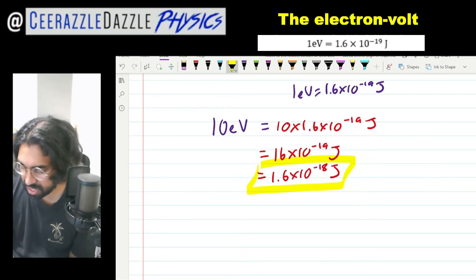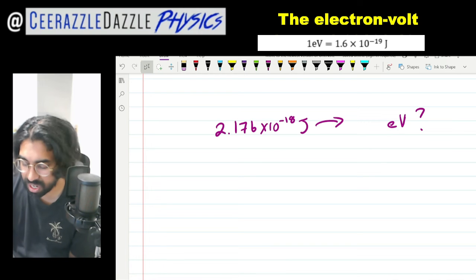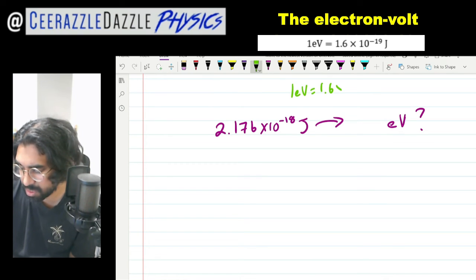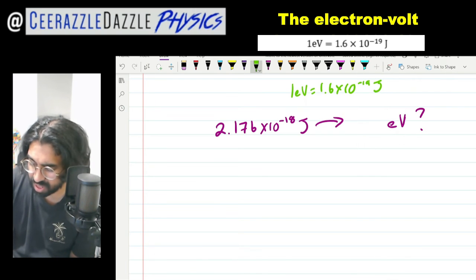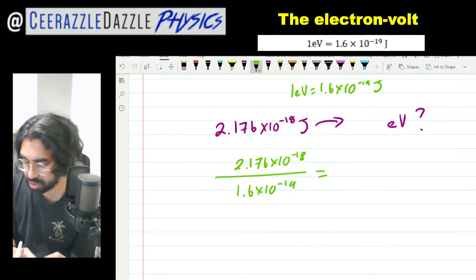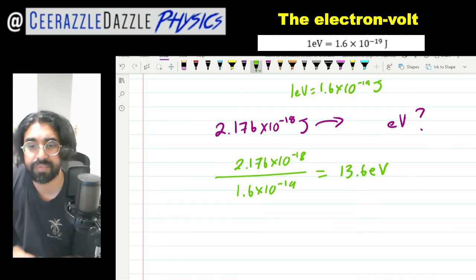Let's try the reverse to see if we understand it. 2.176 times 10 to the minus 18 joules is how many electron volts? How would you do this one? We simply divide this time. Don't forget, 1 electron volt is equal to 1.6 times 10 to the minus 19 joules. So we divide: 2.176 times 10 to the minus 18 divided by 1.6 times 10 to the minus 19 is equal to 13.6 electron volts. Easy stuff.